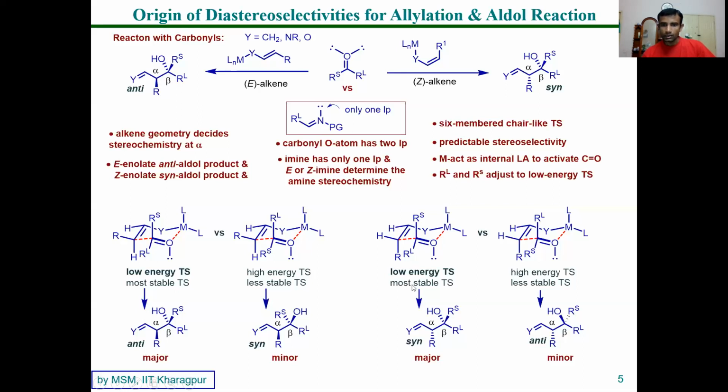So these give you the low energy transition state when R is in the axial position to minimize the 1,3 diaxial interaction, and RL in the equatorial position. That will be the most stable transition state, and that gives you the major product. And in a similar way, the minor product will be anti.